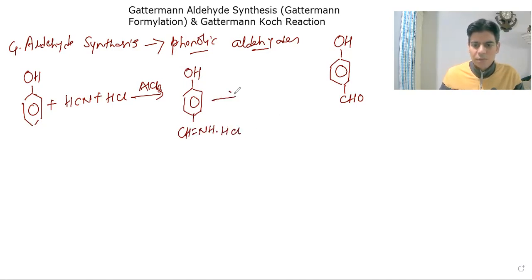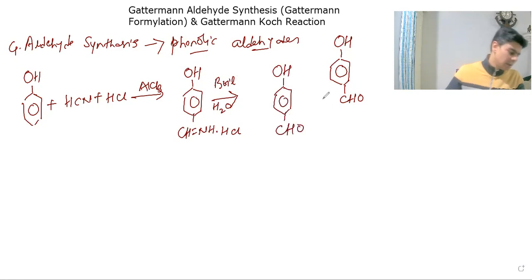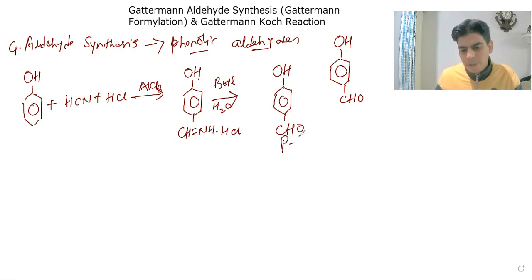Now this is hydrolyzed. It is boiled with water, and this part will get hydrolyzed to form a phenolic aldehyde. This is your p-hydroxybenzaldehyde.